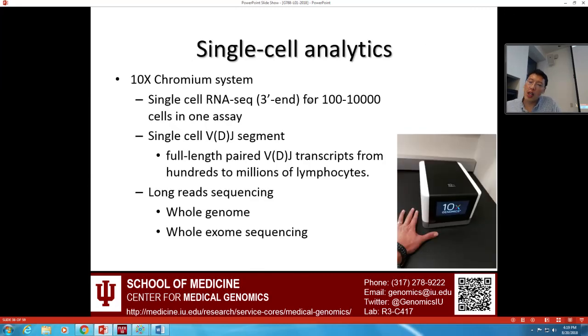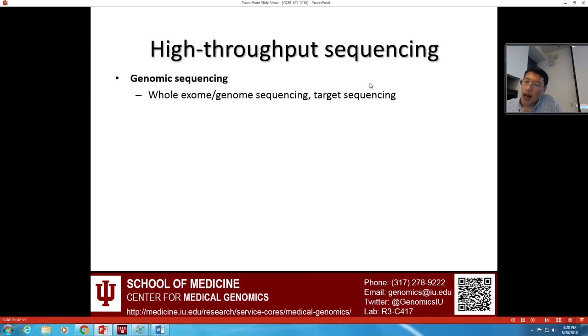For this technology, the good thing is it not only can do the single cell RNA sequencing, it also can do the VDJ segmentation detections. It's very, very important in the immunotherapy in the cancer genomics. And also it can do the long range DNA sequencing, including whole genome and whole exome sequencing. So at one point we'll talk about that in a little more detail.